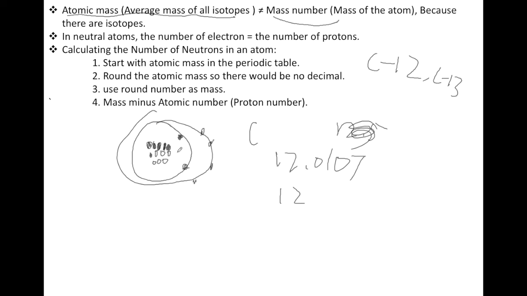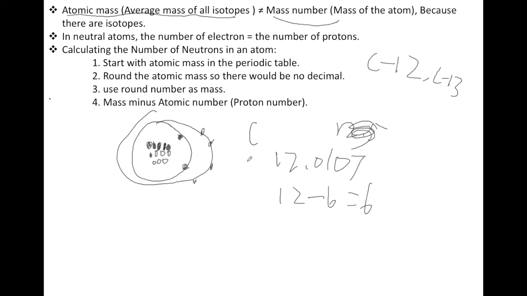This is the most abundant isotope of carbon. It's not the most abundant atom, that's going to be hydrogen or something like that, but it's the most abundant isotope of carbon. So we round it. Carbon's atomic number is 6, so it's going to have 6 protons. Minus 6, and we get 6. So there are 6 neutrons.